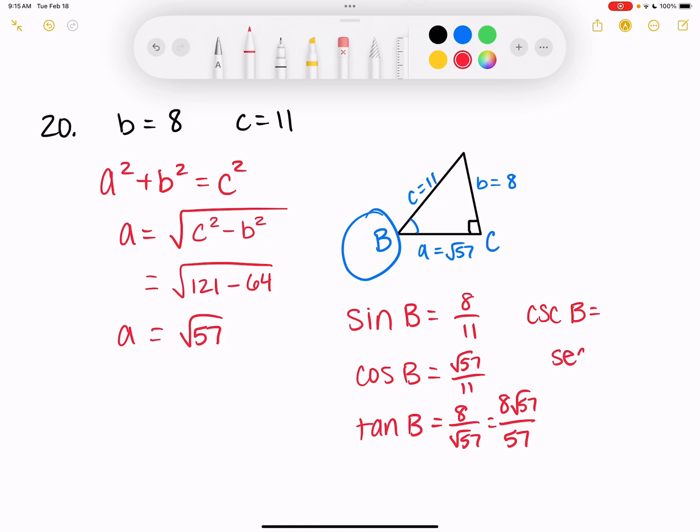What is the cosecant of B if sine is 8 over 11? Yep, 11 over 8. We just flip it. What about the secant? Yep, 11 over the square root of 57, and we have to rationalize that. So that's going to be 11 root 57 over 57. And then the cotangent of B, I would use the original tangent because when I flip it, that puts my radical on top. If I flip the rationalized one, I've got to rationalize it again, and that's just a pain. So square root of 57 over 8.